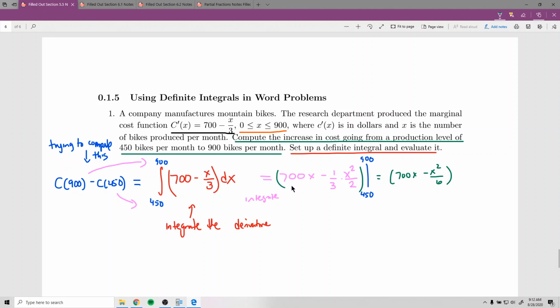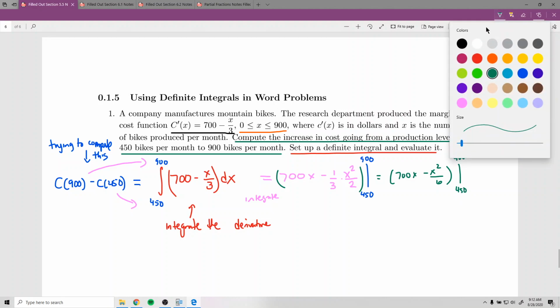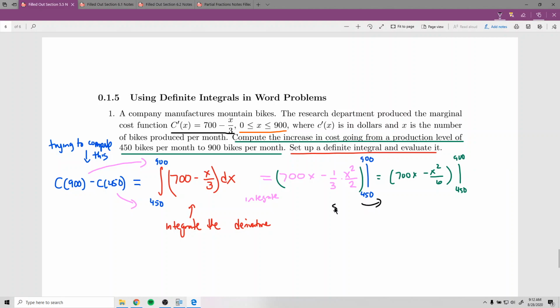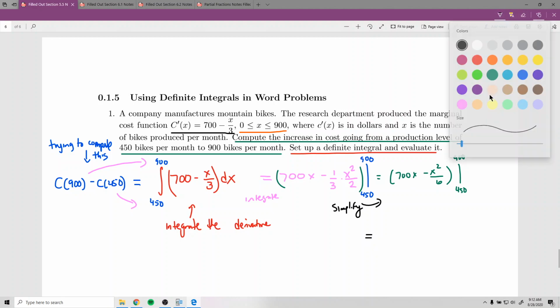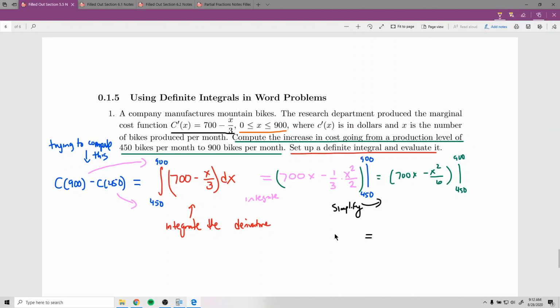Because we have multiple terms here, I like to put the parentheses like before. Right, so just simplifying in this first step. And now we can do our evaluation. All right, so we plug in our top number, 700 times 900 minus 900 squared over 6. And then our bottom number, 450: 700 times 450 minus 450 squared over 6.